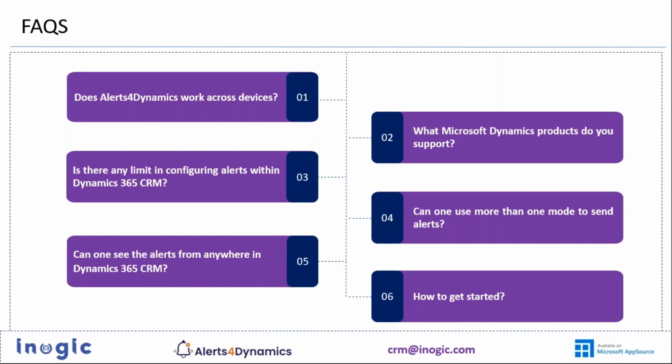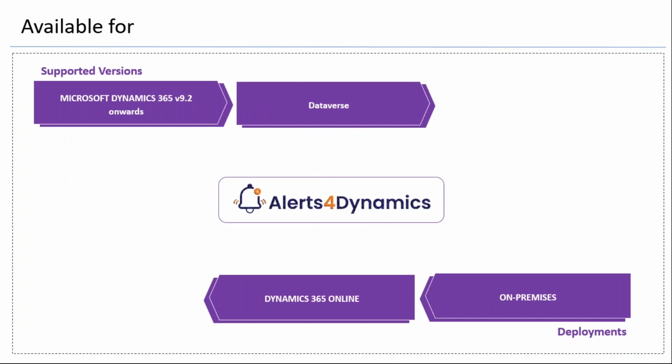And getting started with Alerts4Dynamics is really simple. You can download this solution from Microsoft AppSource as well as from our website. And if you need any assistance during the trial setup, definitely you can reach out to us. We would be happy to assist you. The supported version for Alerts4Dynamics is 9.2 and above for the online version, and it supports Dataverse. For on-premise, it supports 9.0 and above.